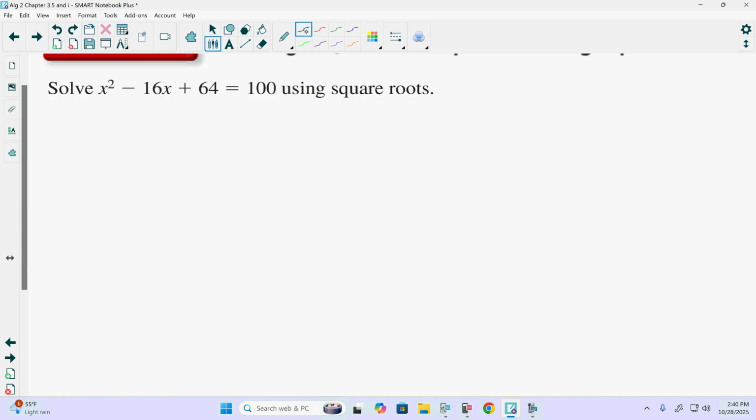But we're going to do something a little weird, or at least it's going to seem weird. We're going to factor x squared minus 16x plus 64. We're going to factor it first. We're going to leave the 100 on the other side.